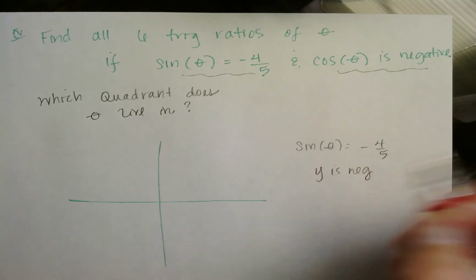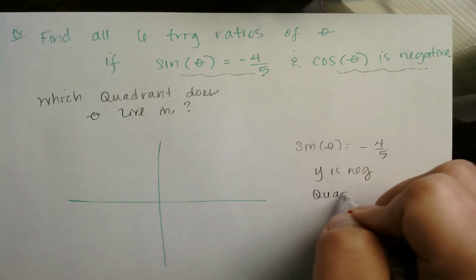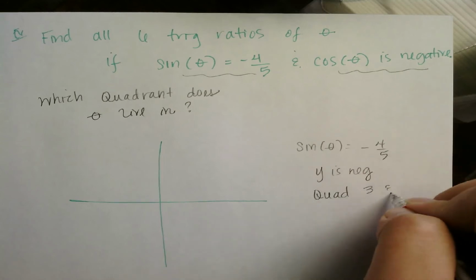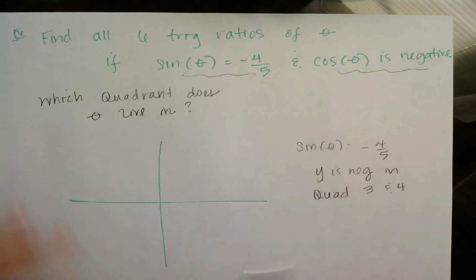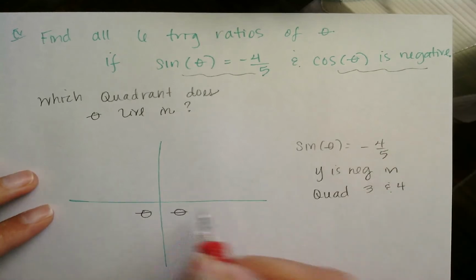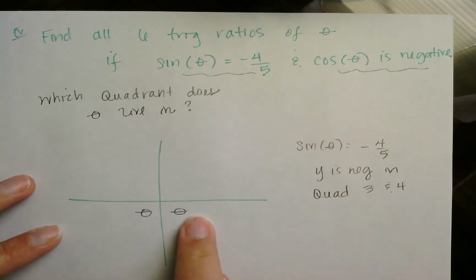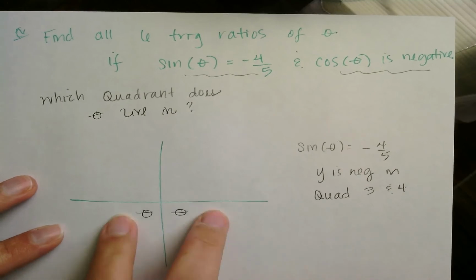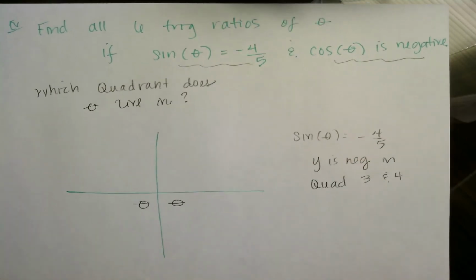So which quadrant is y negative? That's quadrant, yes, 3 and 4. So I'm going to put a little theta here and a little theta here because that's quadrants 3 and 4. Okay, so theta could be either one of these because that's where sine is negative.